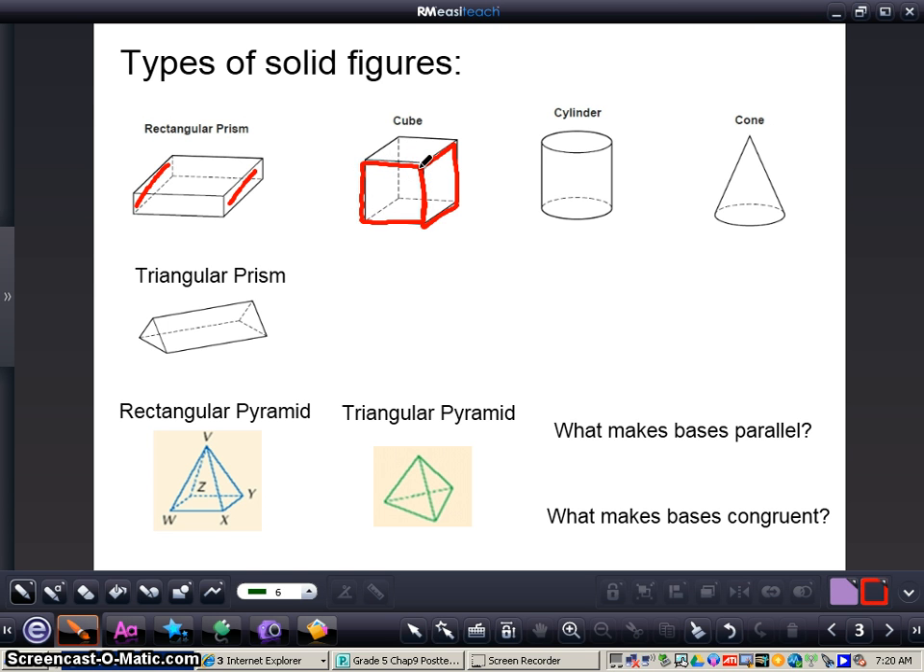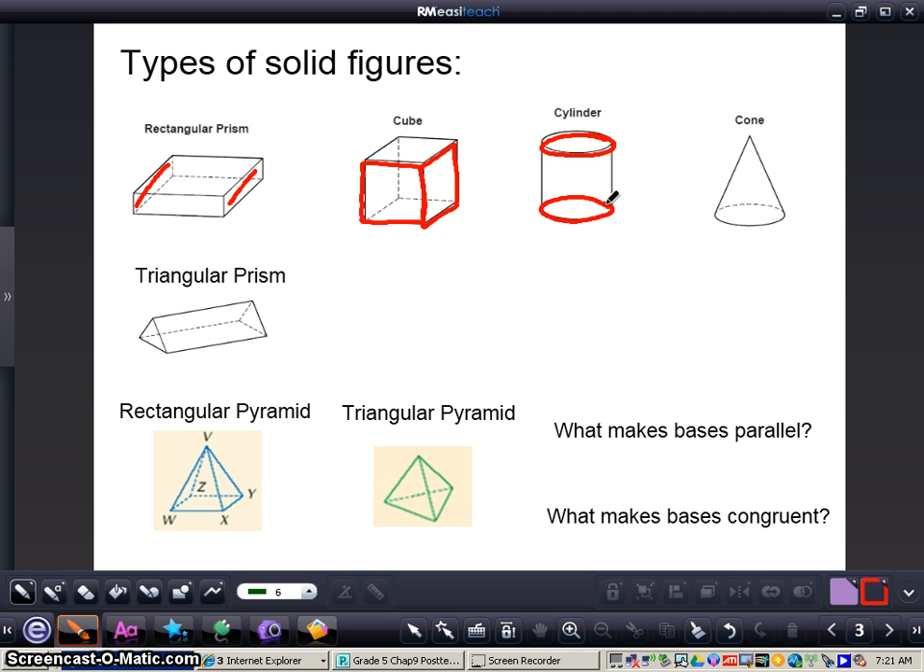Now we can see an example of a cylinder. It's a solid figure with two circular bases that are congruent and also parallel. Right here are two circular sides, the top and bottom, congruent and parallel to each other.